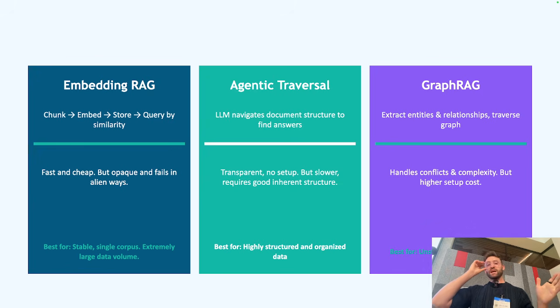So in summary, use embeddings when you have a stable corpus of data. It's not going to change, or it's going to change very rarely in a way that you can modulate and roll out. Use embedding RAG when you have extremely large data volume. At a certain scale, it just becomes impractical to use LLM inference as part of retrieval, but maybe not for long. Use agentic traversal when you have data that is inherently structured and organized already, and use GraphRAG when you don't have data with inherent structure and you potentially have data that is evolving and new data is conflicting with old data.